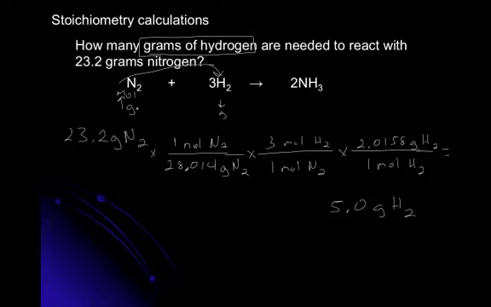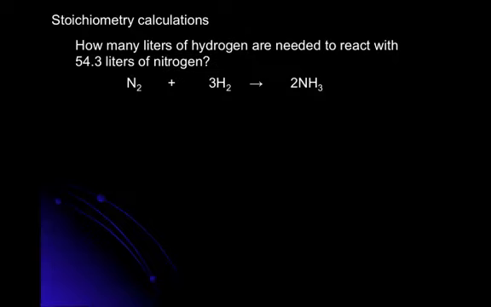Again, making sure as you look at these problems that you'll cancel out grams of nitrogen, moles of nitrogen, moles of nitrogen, moles of hydrogen, moles of hydrogen. Everything cancels out top to bottom, not the numbers, but the units. So you do the numbers in your calculator. Okay, and one more example. How many liters of hydrogen are needed to react with 54.3 liters of nitrogen?